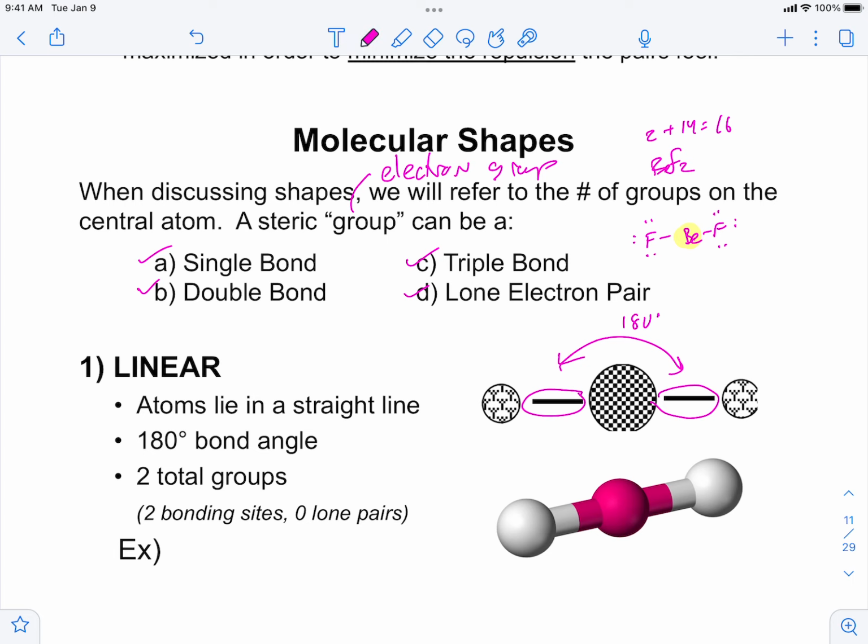Another example of this would be something like CO2. 4 plus 2 times 6, so 12, so 16 again. So when we draw this, we're going to end up needing 2 double bonds to make this work. This shape is going to be linear also. It's got 2 electron groups. The groups just happen to be double bonds, and that's okay. And in order for the double bonds to be as far apart from each other as possible, you're going to have 180 degrees, which means this shape is also linear.